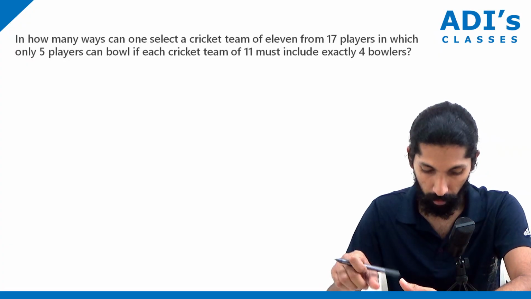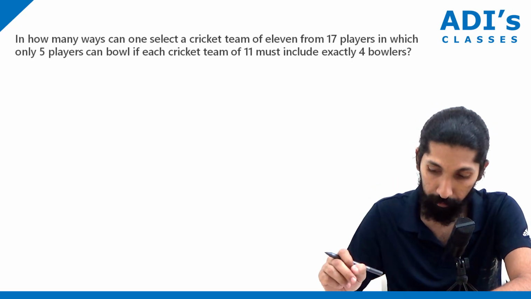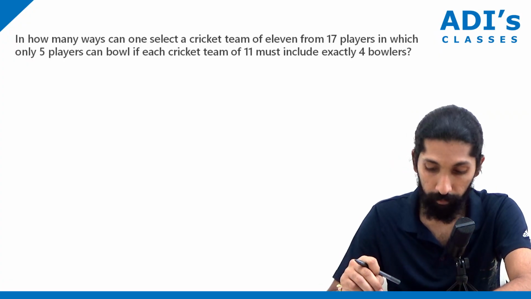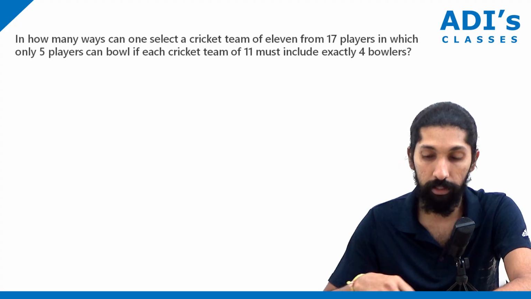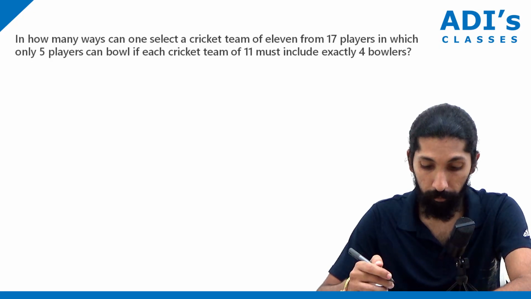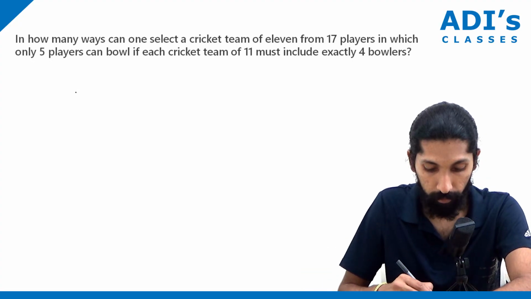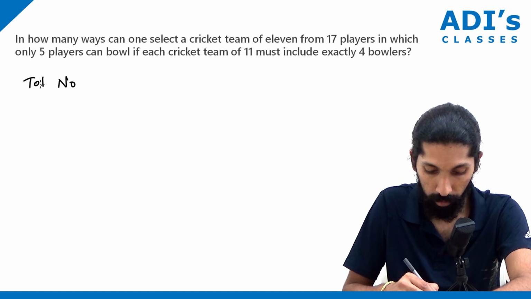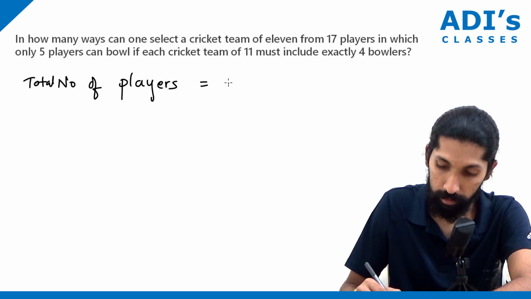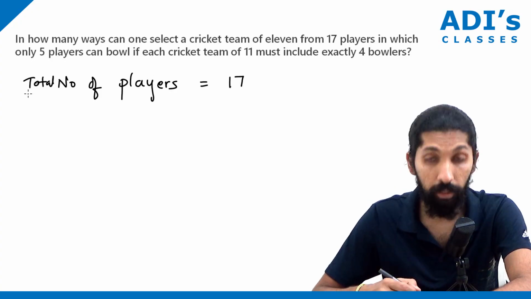See the question. In how many ways can one select a cricket team of 11 from 17 players, in which only 5 players can bowl, if each cricket team of 11 must include exactly 4 bowlers? So if you look at this, we need to select a cricket team of 11 out of 17. The total number of players is 17.